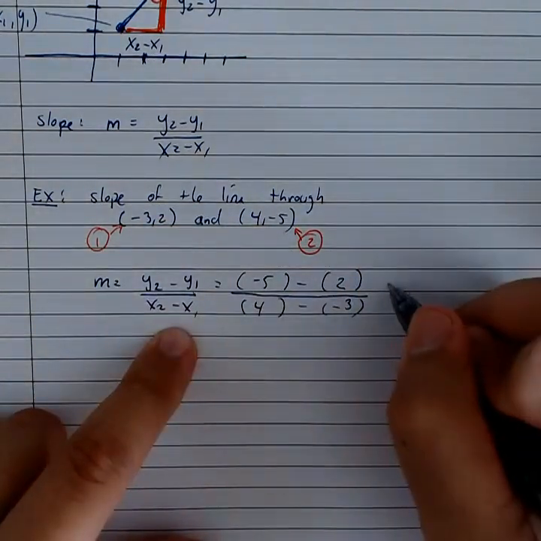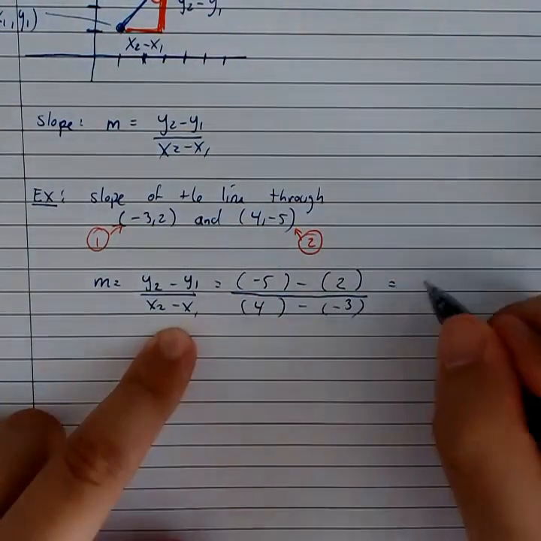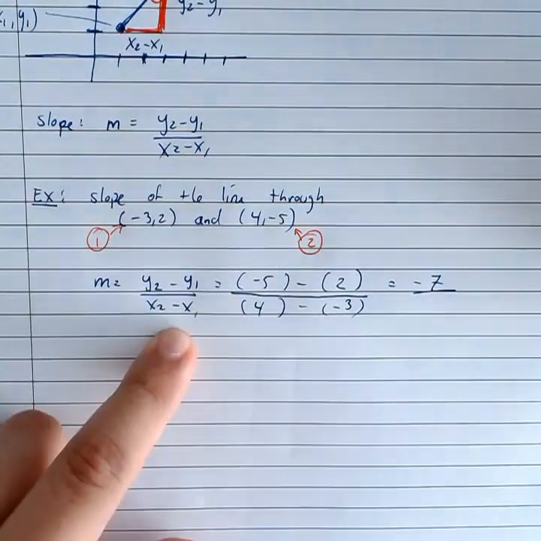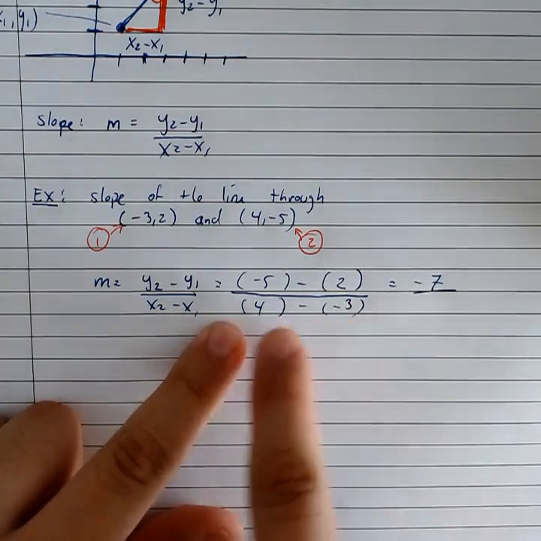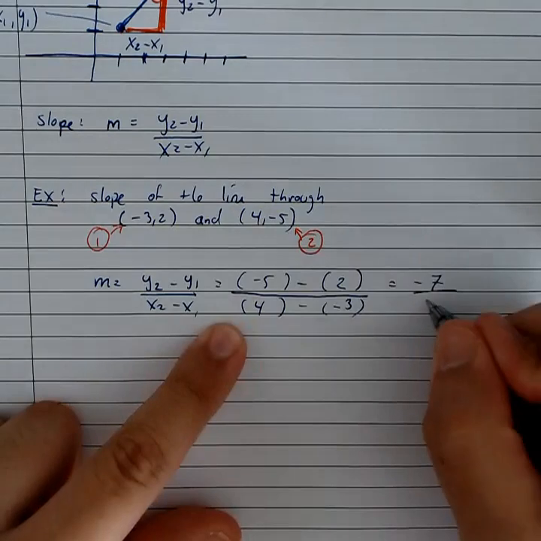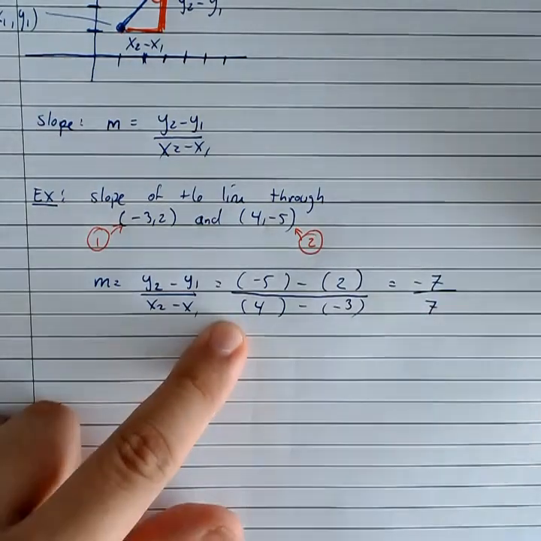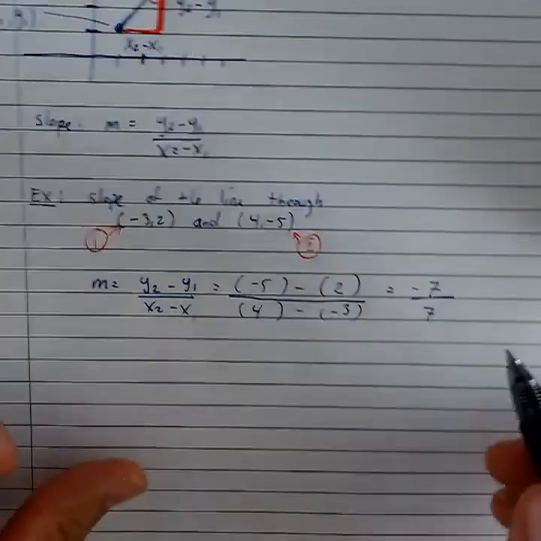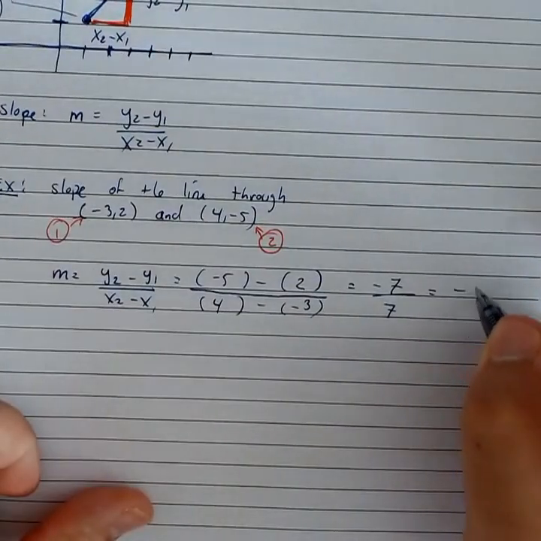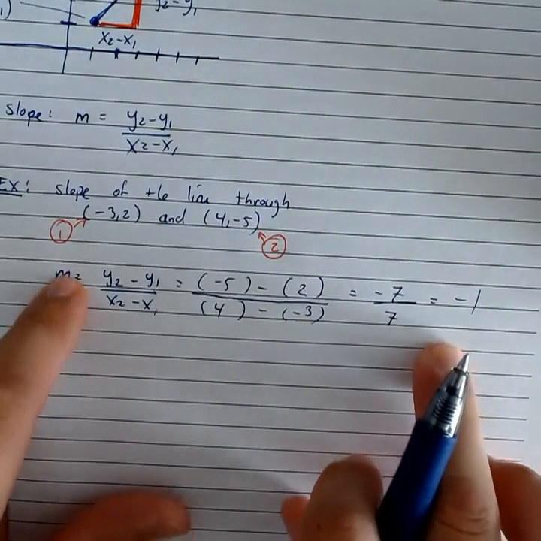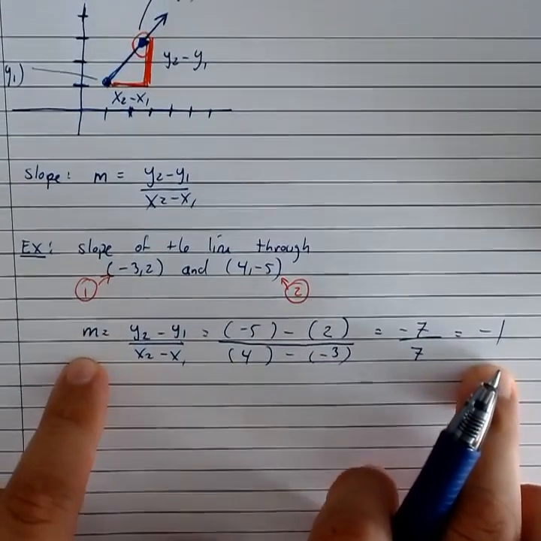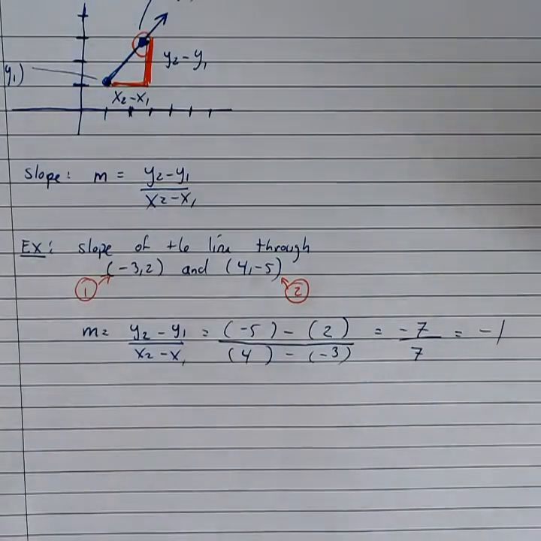And I'll simplify. -5 minus 2 is -7. 4 minus a minus, well, that's going to be a plus. 4 plus 3 is 7. And in that case, you can actually simplify that number. Negative 7 divided by 7, that's negative 1. And that's the slope of our line. This number quantifies the direction of your graph.